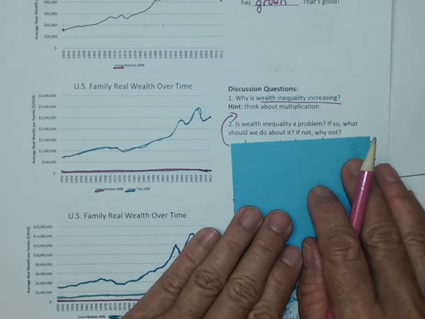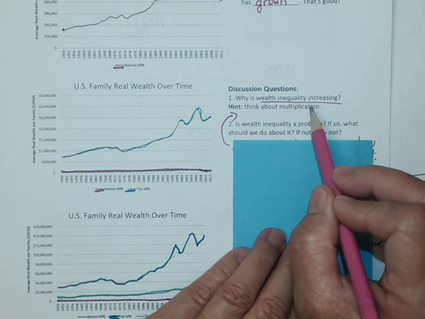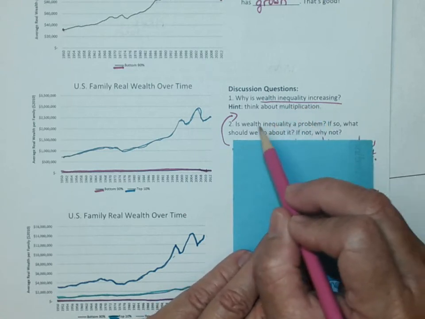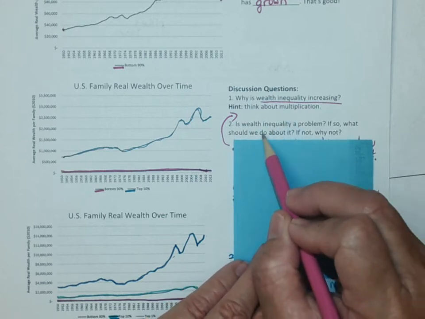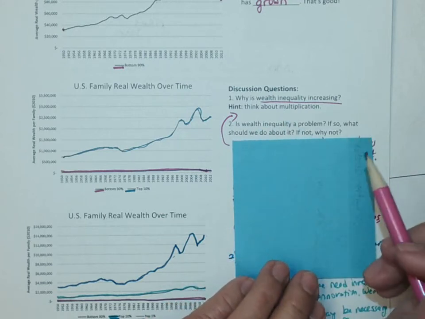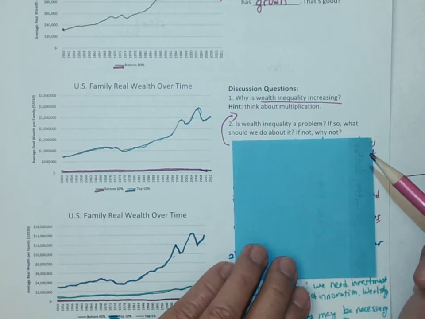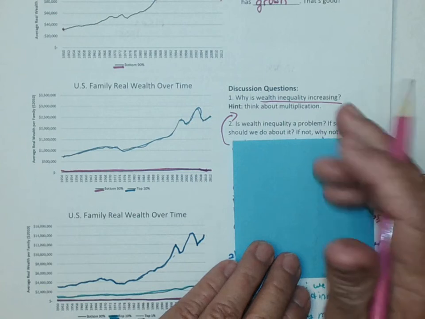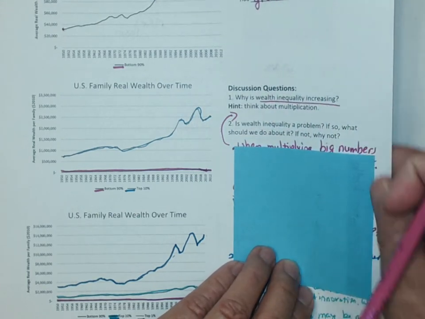So the first question for you to think about is, why is wealth inequality increasing? What does that have to do with scaling? Think about, are we adding or are we multiplying here? And then, is wealth inequality a problem? If so, what do you think we should do about it? And if not, why is it not a problem? Now, I'm not going to give you my answers right here. I just want you to think about that.